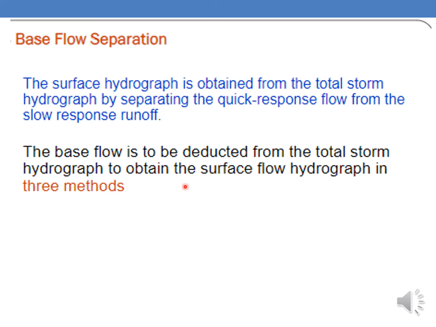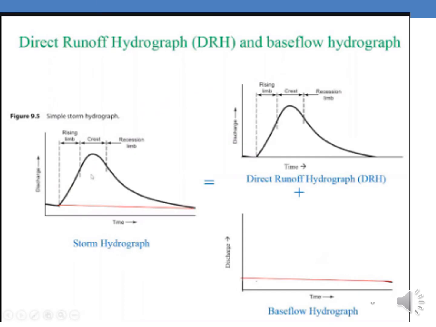Base flow separation. When you separate the base flow from the hydrograph, you will get the measurement of only the direct surface flow. The figure shows a storm hydrograph, and you can see that it has two components. First, the topmost is the direct runoff hydrograph, and second is the base flow. So when you separate these two parts, you will get a direct runoff hydrograph and a base flow hydrograph. This is how the storm hydrograph can be divided into a direct runoff hydrograph and base flow hydrograph.